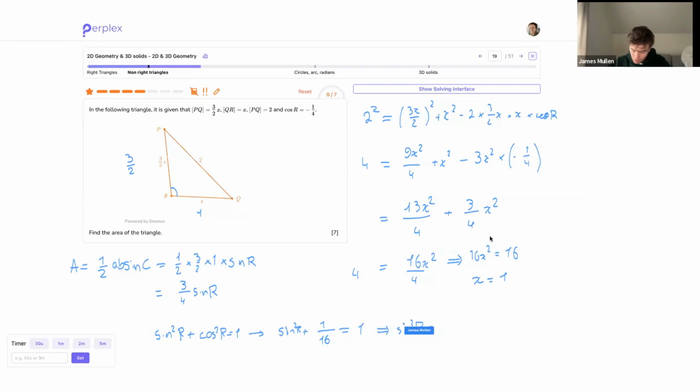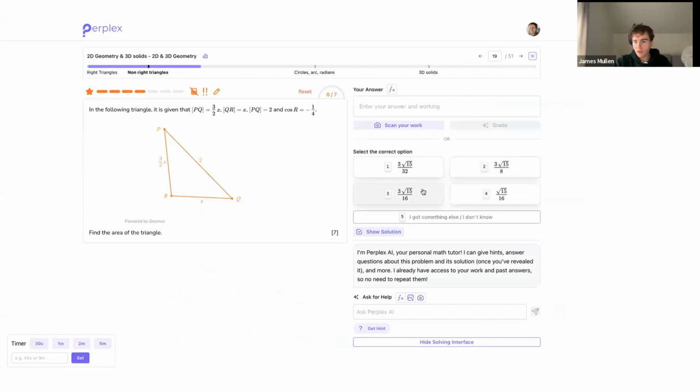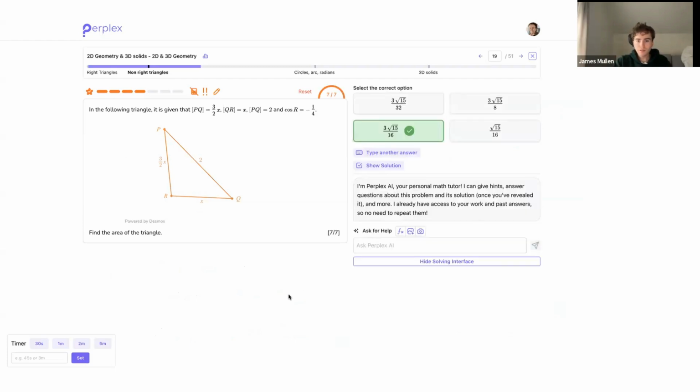And that means that sin squared r is equal to 15 over 16, because 1 is the same as 16 over 16. So this is 15 over 16. And therefore, sine of r is equal to root 15 over 4, because the square root of 16 is a perfect number. It's an integer. And so finally, I write the answer as 3 over 4 times that, which is 3 root 15 over 16. That is my answer. Okay, and let's check that off. 3 root 15 over 16. Very well done.